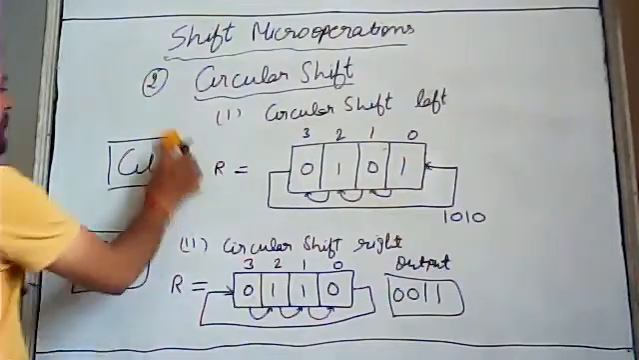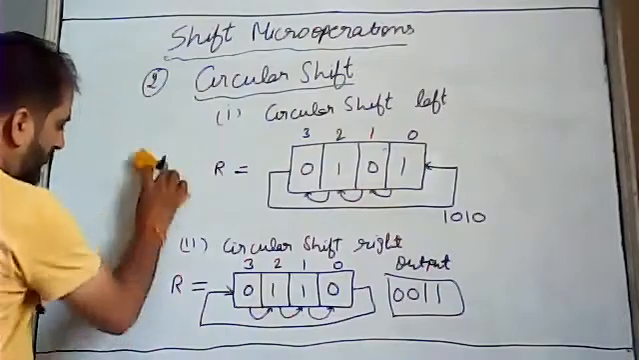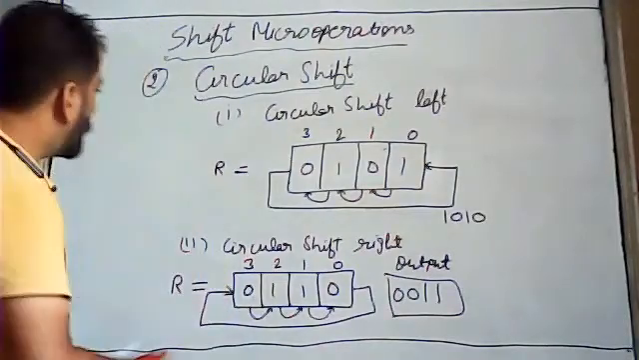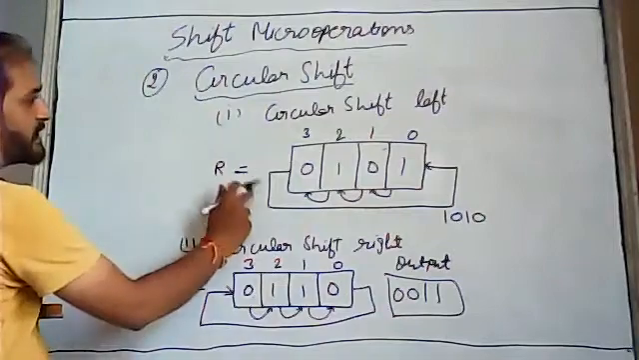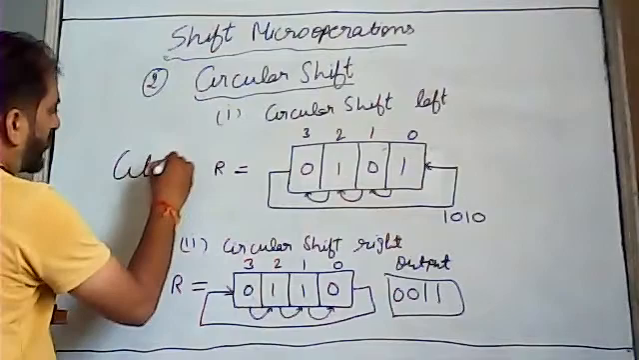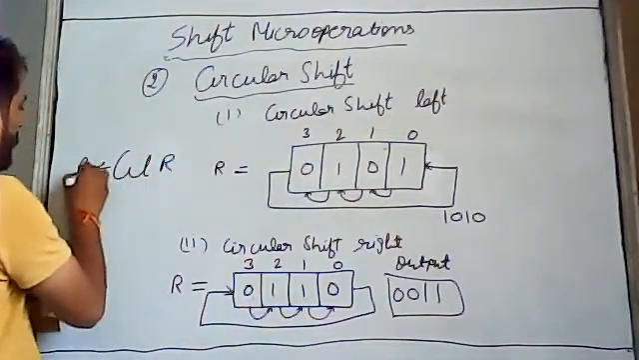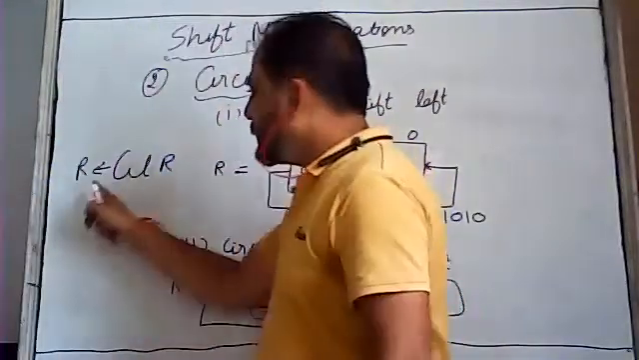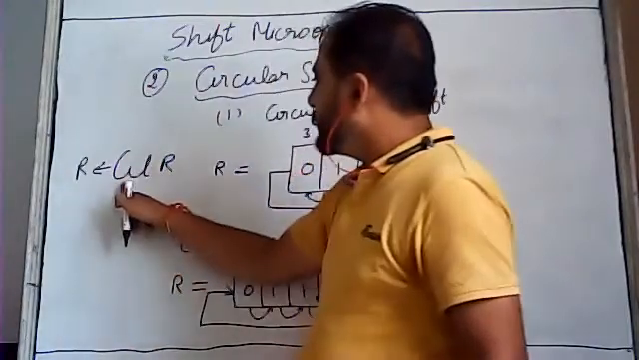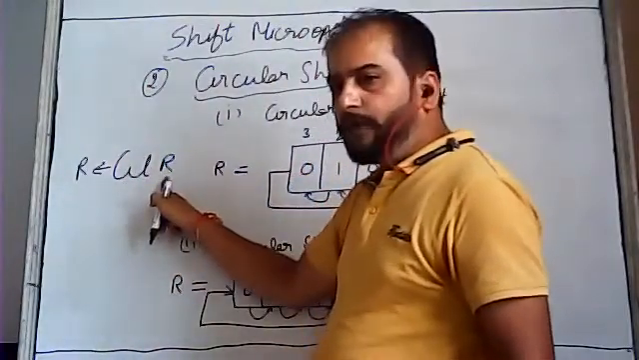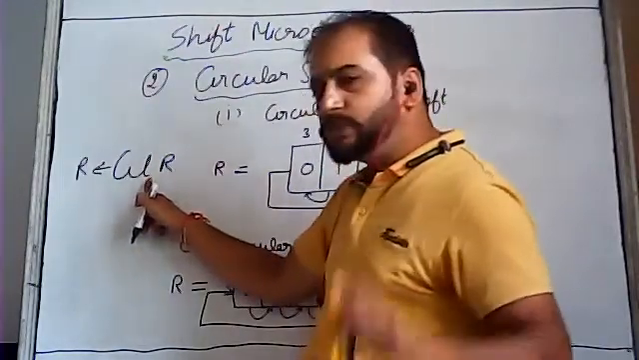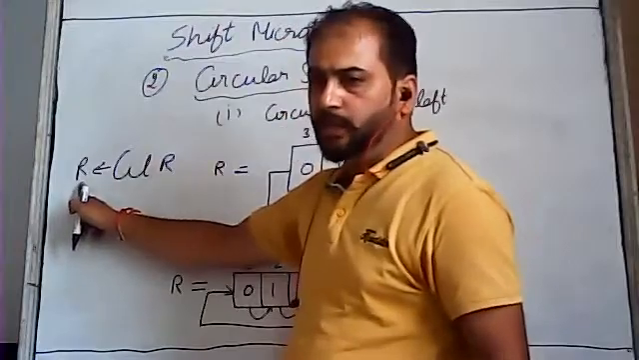Now, how to write these symbols in symbolic form? For the shift left, I will write CIL R. This means shift the content of the R register to the left by 1 bit and store the result in the register R.